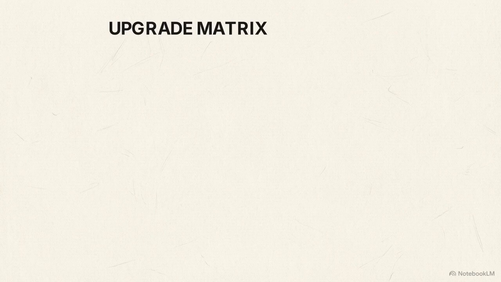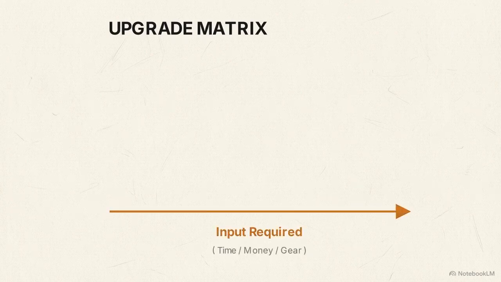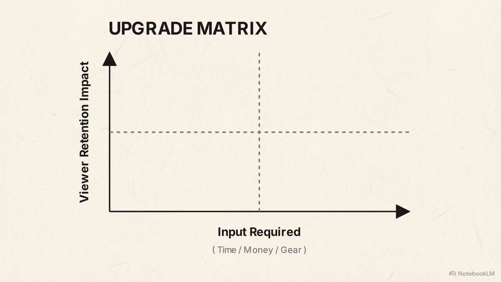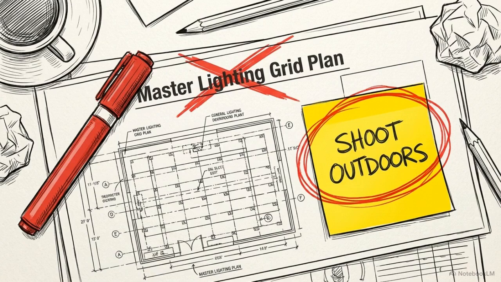To find the highest return on your effort, we can plot every technique against two specific metrics. The x-axis tracks the required input, the hidden tax of time, money, and gear. The y-axis tracks retention impact, measuring how effectively a choice keeps a viewer's attention. Evaluating choices this way prevents you from investing in techniques that actively fight your production reality.